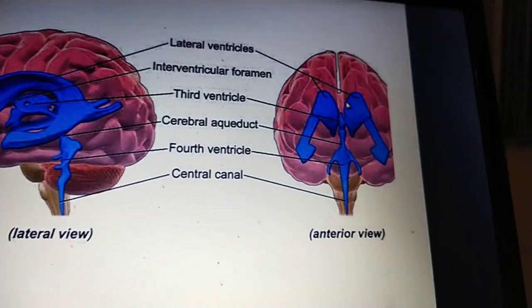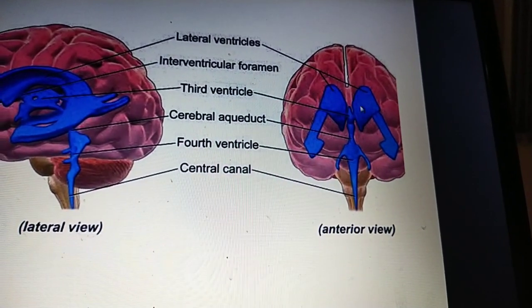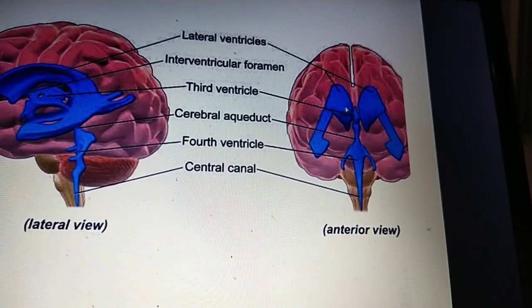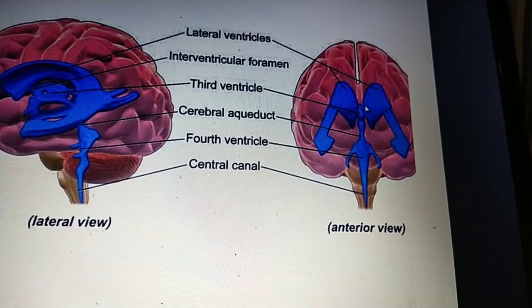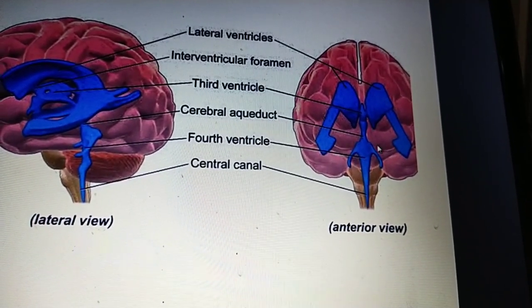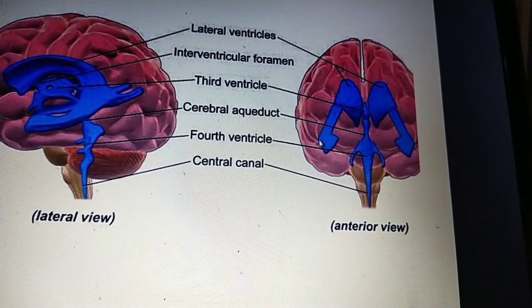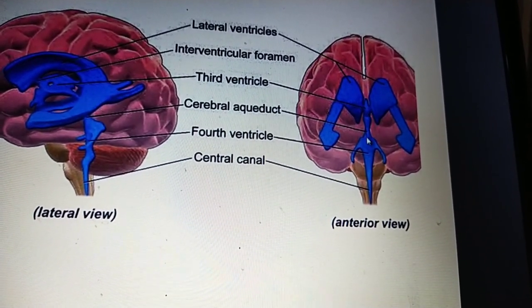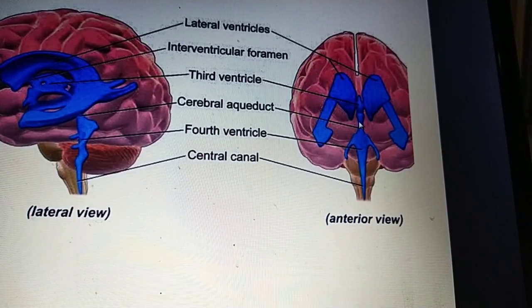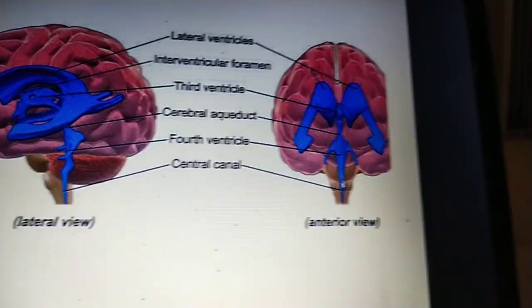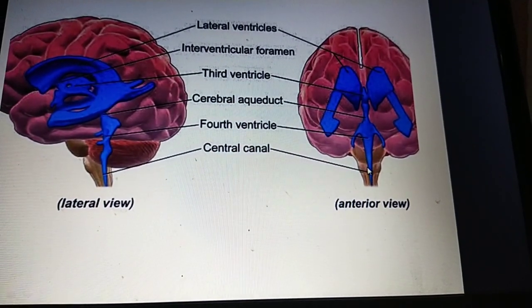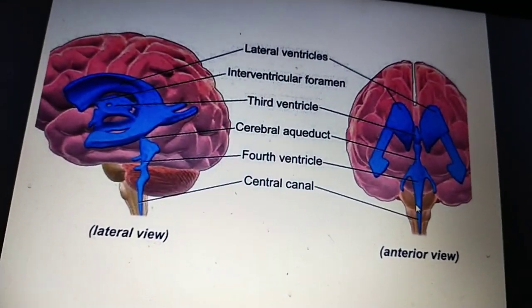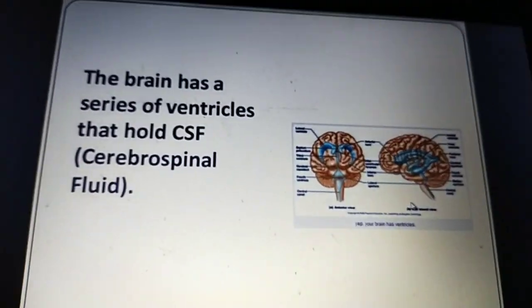Here this is the anterior view. These are the lateral ventricles like this. This whole thing is the lateral ventricle. This is the third ventricle, this is the cerebral aqueduct, this is the fourth ventricle, and this is the central canal. We can go to the next slide.